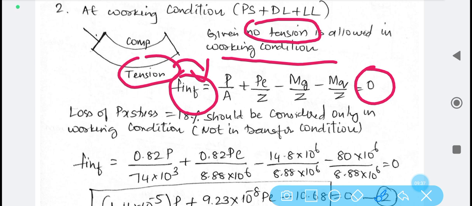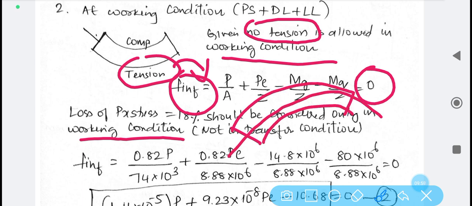And next, in addition to it, the loss of pre-stress has to be considered only in the working condition. During the process of pre-stressing, losses are generally not expected, because you are still pre-stressing the beam. During the phase of transferring the pre-stress, loss is generally not expected. Loss is expected only when the complete process of pre-stressing is done. Only post pre-stressing is loss expected.